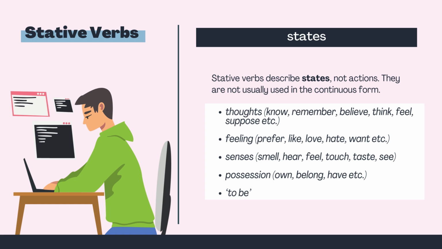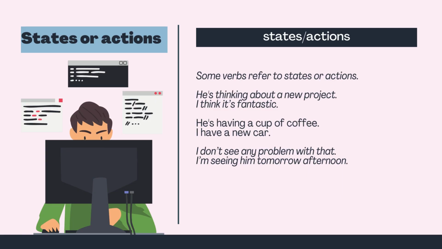They describe senses: smell, hear, feel, touch, taste, see. They describe possession: own, belong, have, etc. And there is also the verb to be. However, there are some verbs that refer to states or actions, and it depends on the situation which form you need to use, simple or continuous. Let's have a look at some examples.